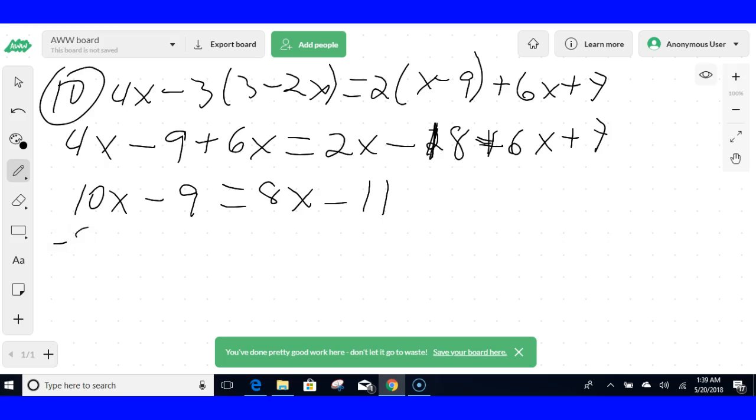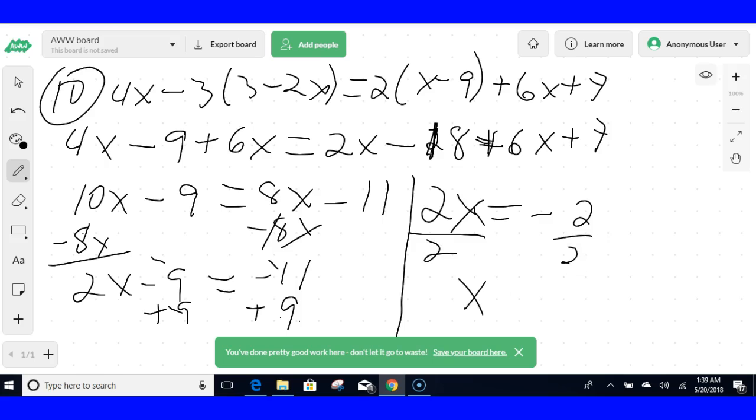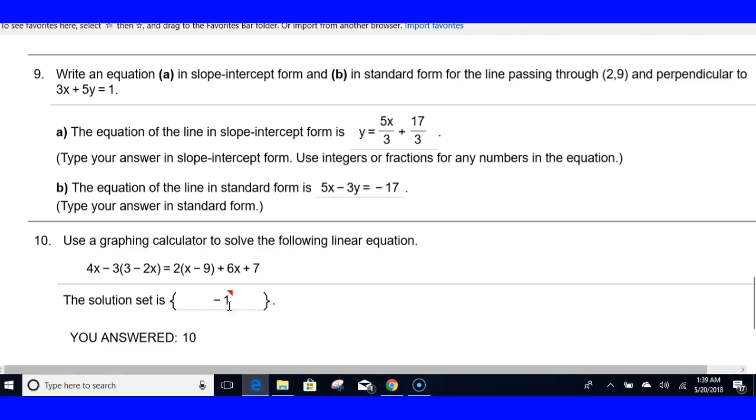Combining like terms, so bring negative 8x to both sides. Let's take it away from here. And that's 2x minus 9 equal to negative 11. Bring positive 9 to both sides. That's a simple equation. You're in college algebra. So that's 2x is equal to negative 2. Now if you divide both sides by 2, that's how they end up with x is equal to negative 1. That's how you have that negative 1 there.